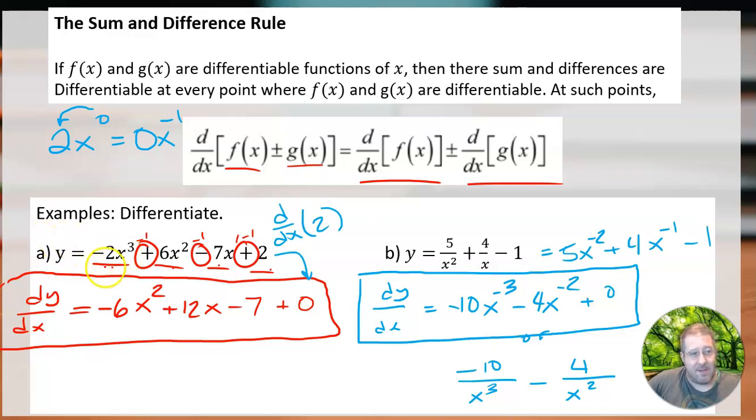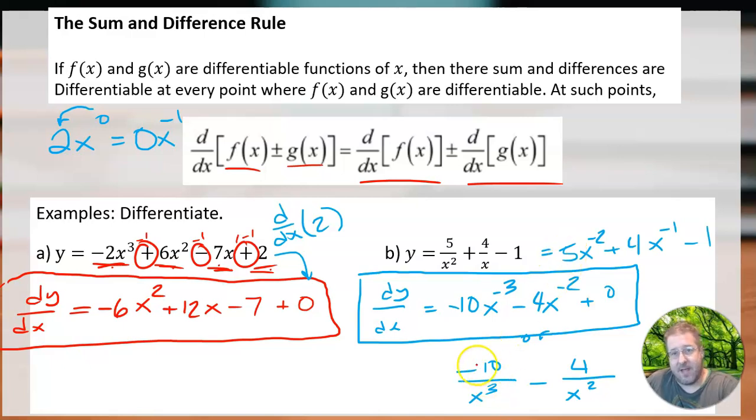So do d dx of this, do d dx of this, d dx of this, and d dx of this, and these will be your answers. So that's all the sum and difference rule states, is that you can just separate them and find the derivative of each piece separately. So change this to rational.